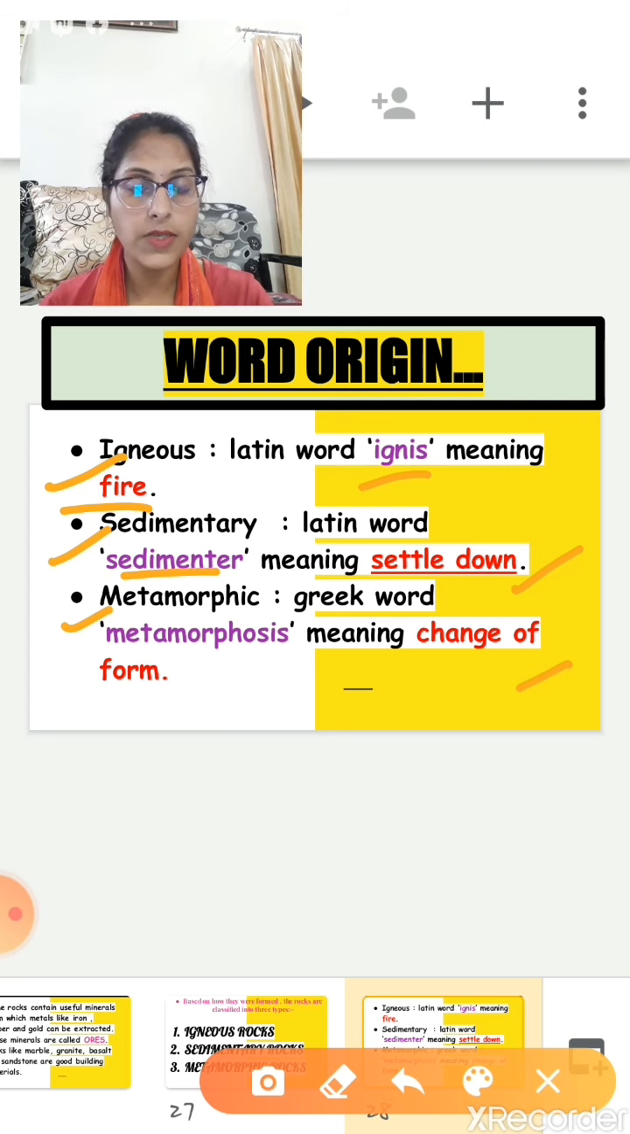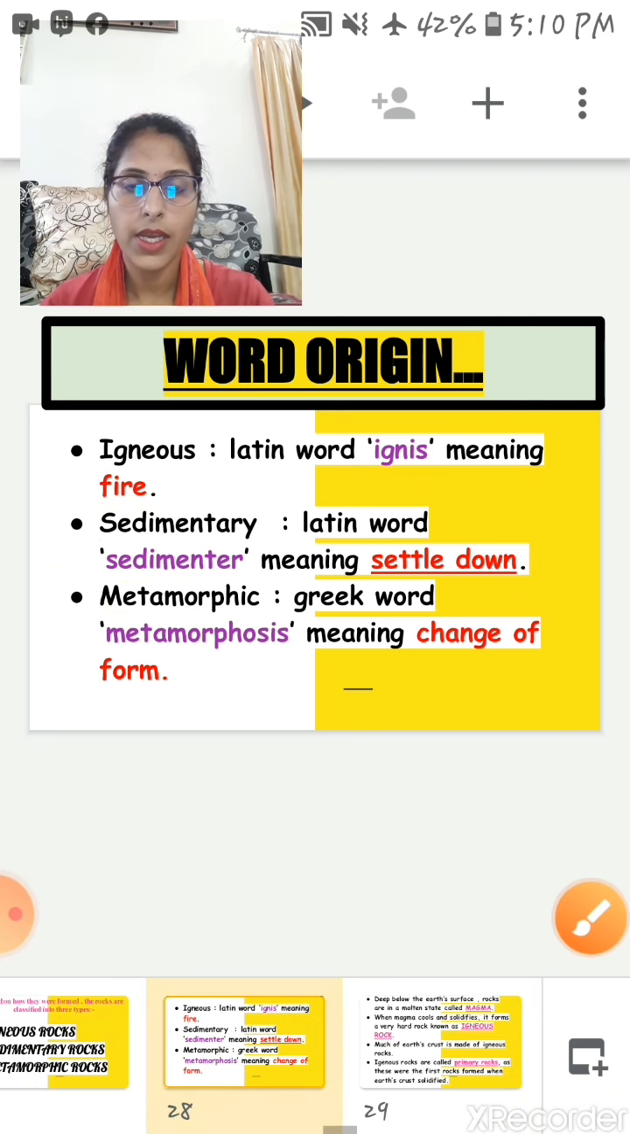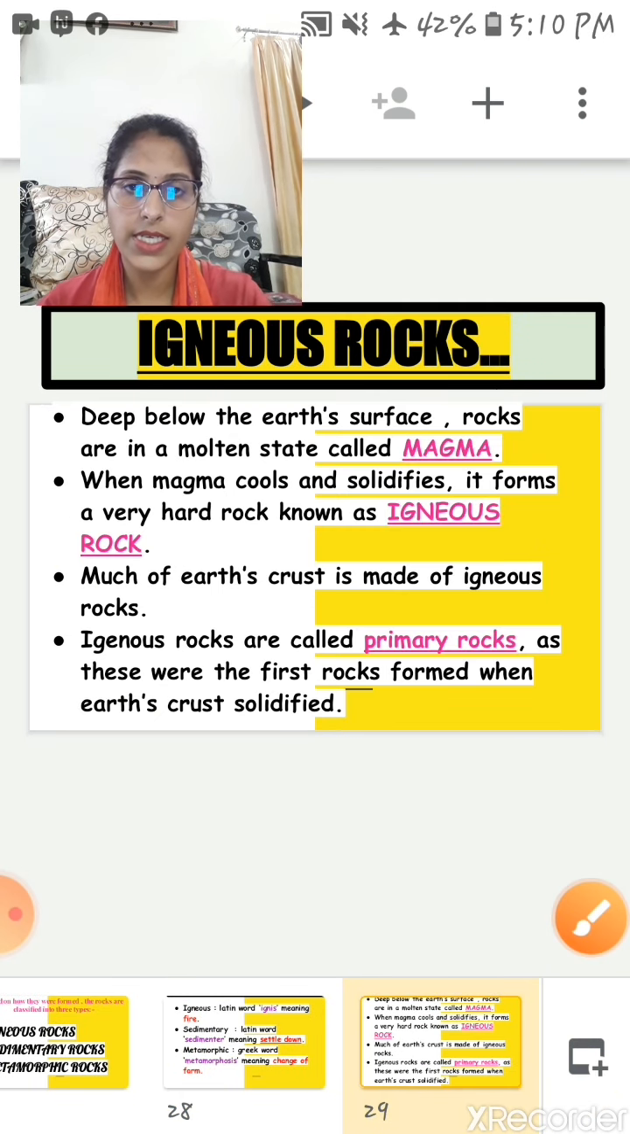Clear? Igneous was derived from the Latin word which means fire. The word sedimentary is also derived from the Latin word which means settle down. And the word metamorphic is derived from the Greek word which means change of form. Clear? Okay. Now let's understand about the igneous rock.